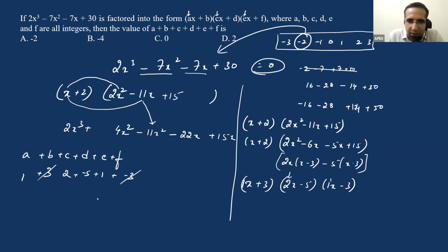So plus 3 and minus 3 gets cancelled. Sorry, this is x plus 2, no? Yeah, my bad. So this will be 2. Let's assume this is 2. So 1 plus 2 plus 2 is 5. 5 minus 5 gets cancelled. And then minus 3 plus 1 will be minus 2. So therefore, your answer here becomes minus 2.